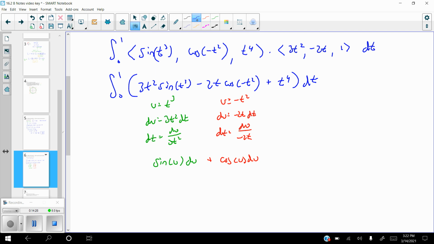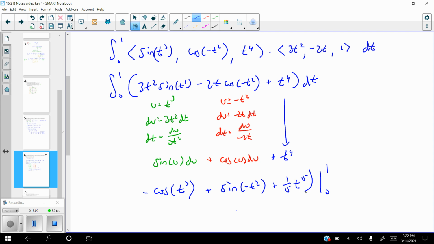So if I take the antiderivative of sine, it's negative cosine. The original u for that one was t cubed. If I take the antiderivative of cosine here, it's going to be sine. The original u for that one was negative t squared. And then the antiderivative, bringing that all the way down, of t to the 4th is going to be 1/5 t to the 5th. So there's my antiderivative. We're going to evaluate that from 0 to 1.